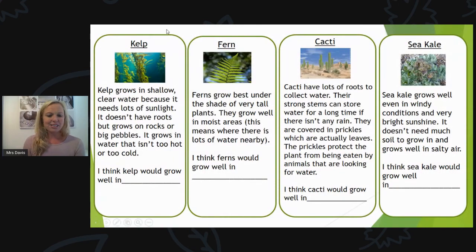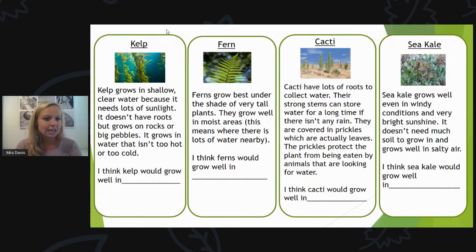Right, so it's your turn, guys. I've got a little bit of information on a couple of different plants from different locations and habitats. So to start off with, we've got kelp. Kelp grows in shallow, clear waters because it needs a lot of sunlight. It doesn't have roots, but grows on rocks or big pebbles.